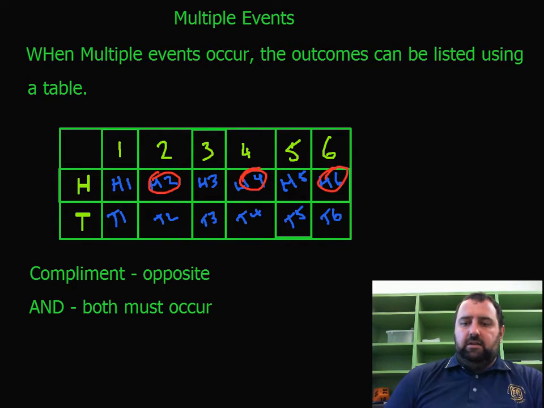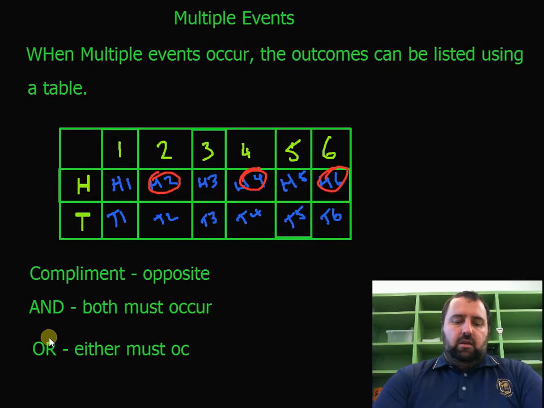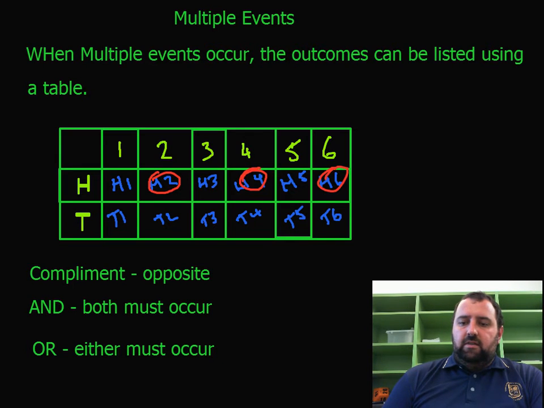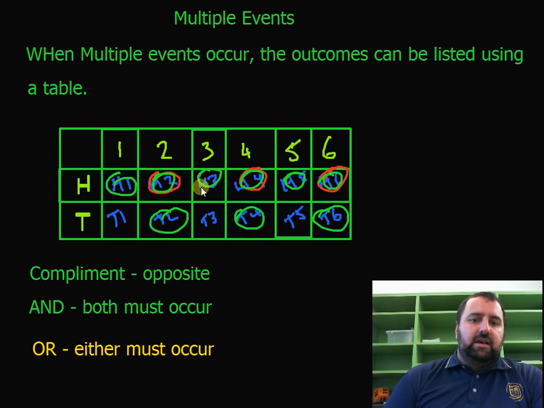Okay, on the other hand, if I'm looking at the idea of the word or, that means that I could have either situation occurring. So in this case, if I said heads or an even number, all right, I don't necessarily have to have both occurring. I have these ones that are heads, all 6 of these outcomes, plus anything that has an even number. So in this case, there are 9 different outcomes that fulfill this.